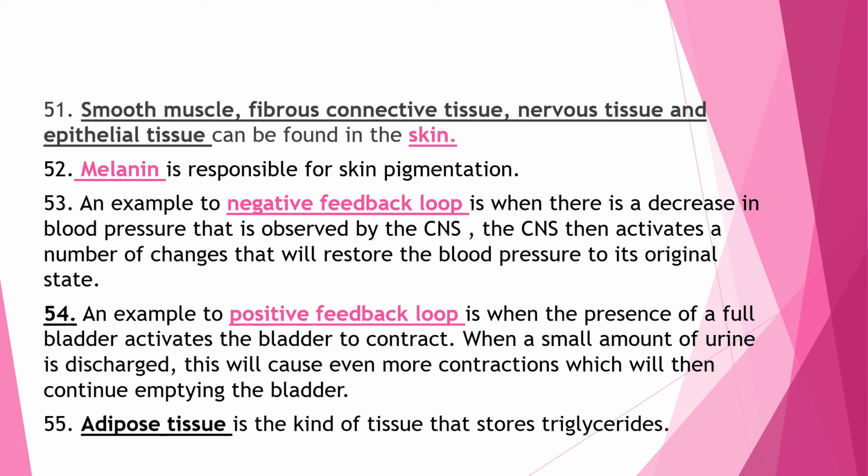So that's negative feedback. While positive feedback is when the presence of a full bladder activates the bladder to contract. So when you feel like urinating, when a small amount of urine is discharged, this will cause even more contractions, which will then continue emptying the bladder. Another example is childbirth. Childbirth is a positive feedback loop.